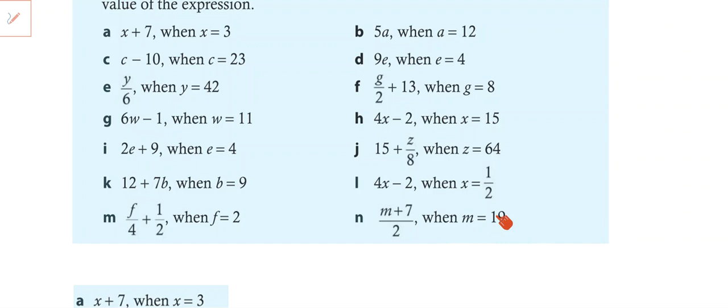I would say an expression in English is like when you want to show something, you just say something. Yeah, exactly. If you want to show something, you say it. So this is an expression in maths because I'm just telling you what to do. What does x plus 7 tell me I need to do? Take whatever x is.